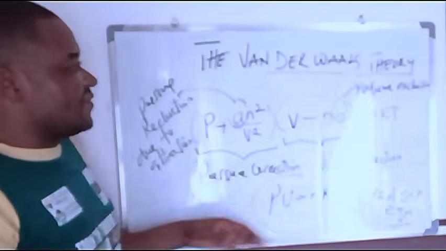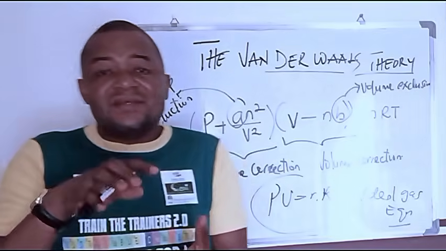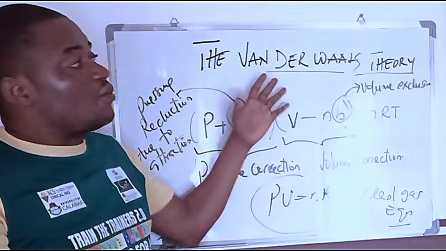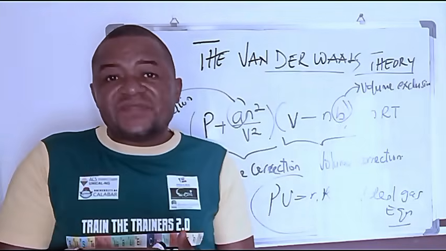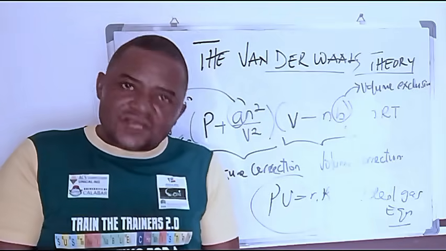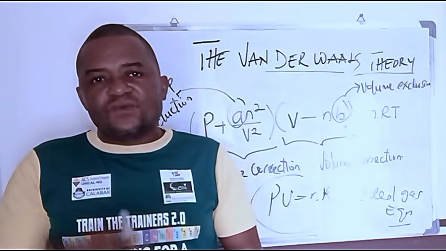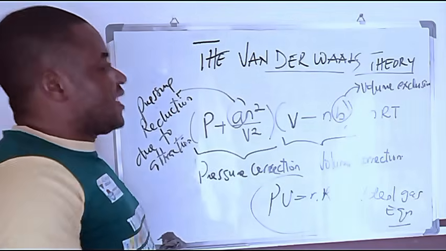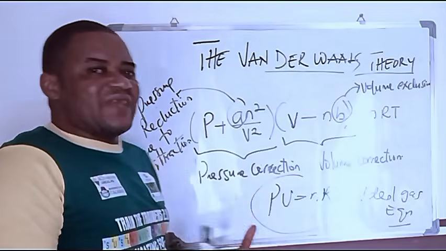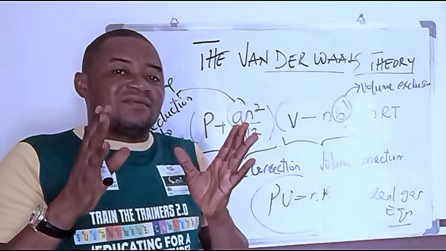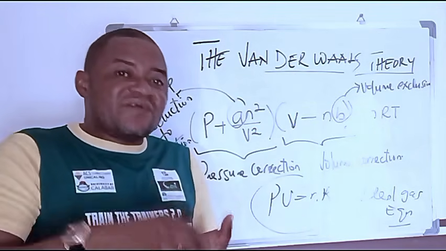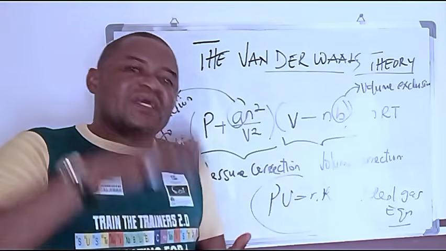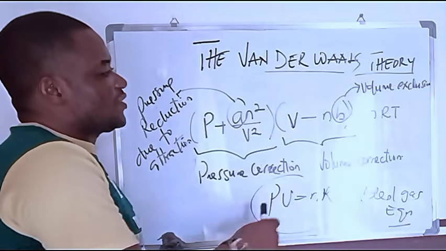He also believed that the idea that gas molecules do not take up space in a container was not true. From Van der Waals theory, it is believed that every molecule of a gas takes up a space, which we define here as volume, in that particular container. And that is why we have the volume exclusion. So if there is volume exclusion in the container, then it means that every molecule of a gas takes up what? A particular volume, a particular space in the gas container.